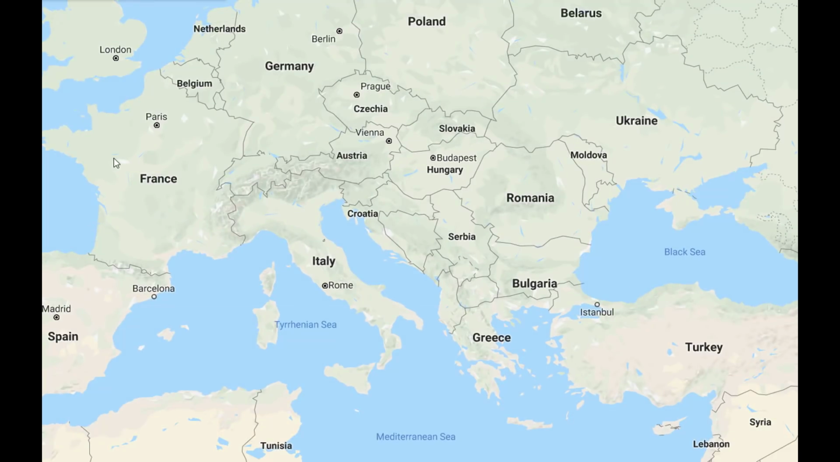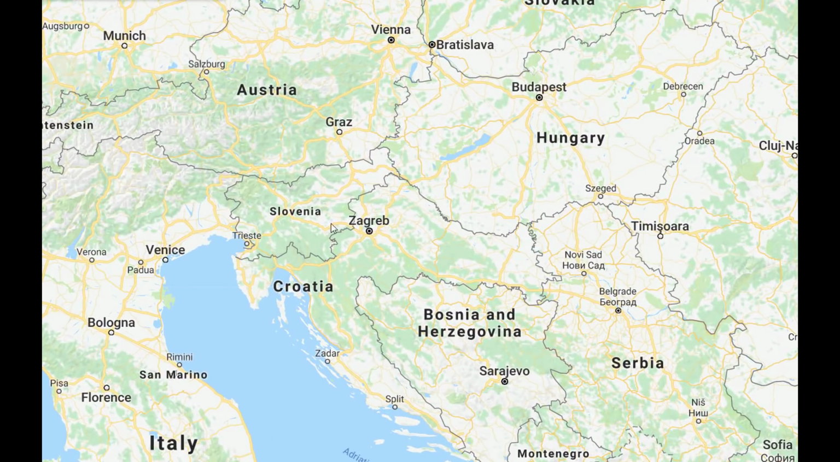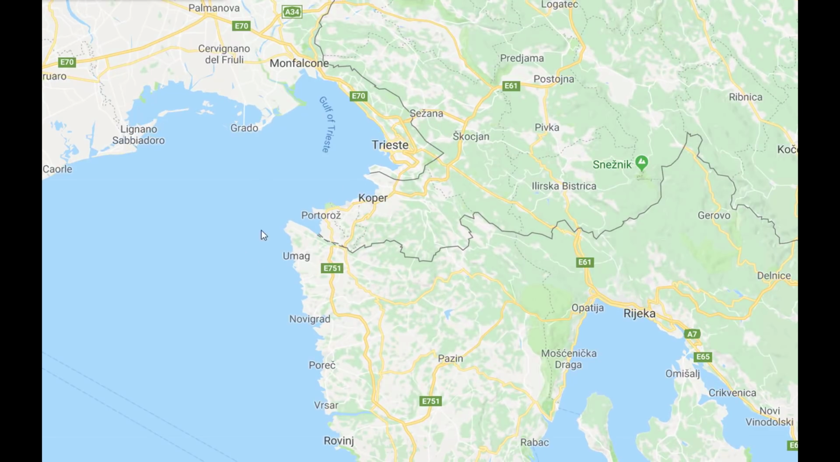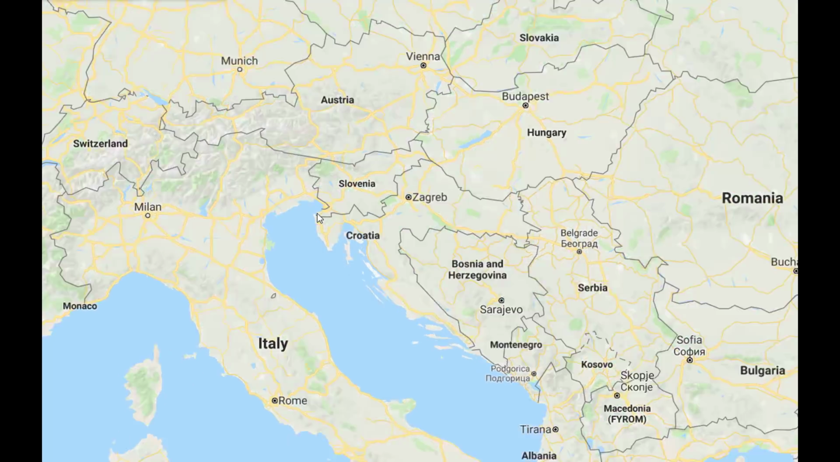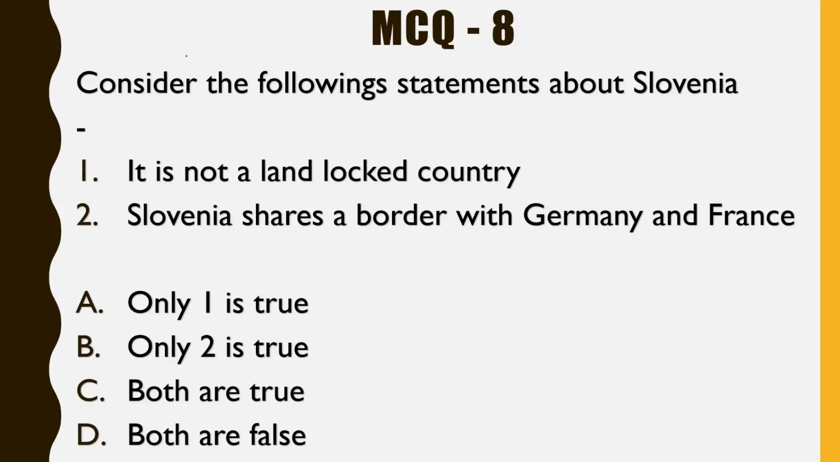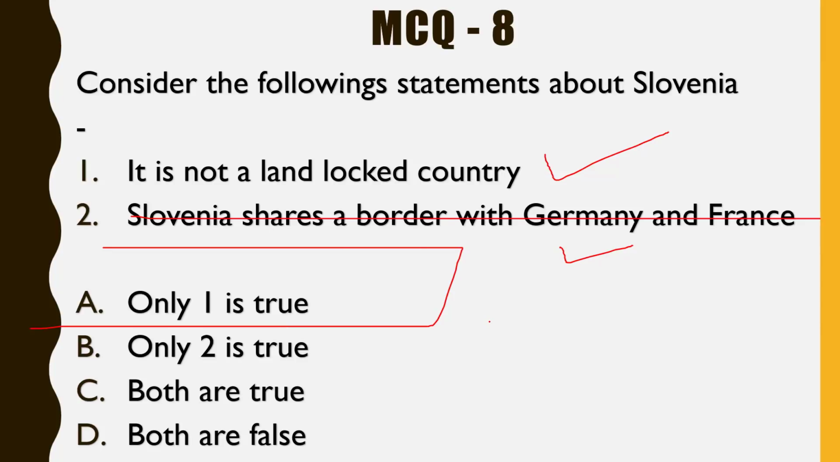with France or Germany. Alright, as you can see, this is Slovenia. And certainly it isn't a landlocked country because it has a very small coastal area as well. And since it has a coastal area, we cannot call it a landlocked country. So the answer of our question over here is the first statement is absolutely correct. The second statement is false because Slovenia has absolutely no territorial border with France or Germany. Our answer is only one is true.